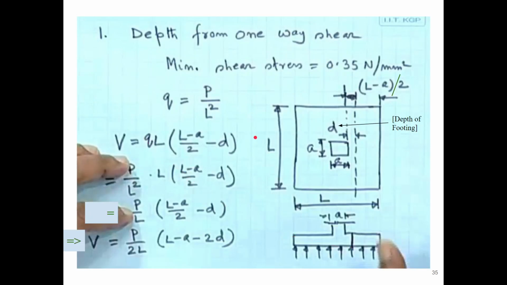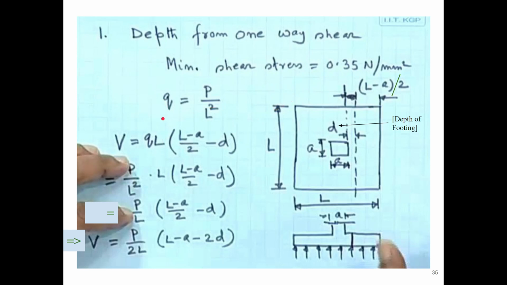Now let us check at the critical sections for one-way shear, two-way shear, and bending moment. For M20, the minimum shear stress is 0.35 Newton per mm square. That is the shear strength of concrete, right?